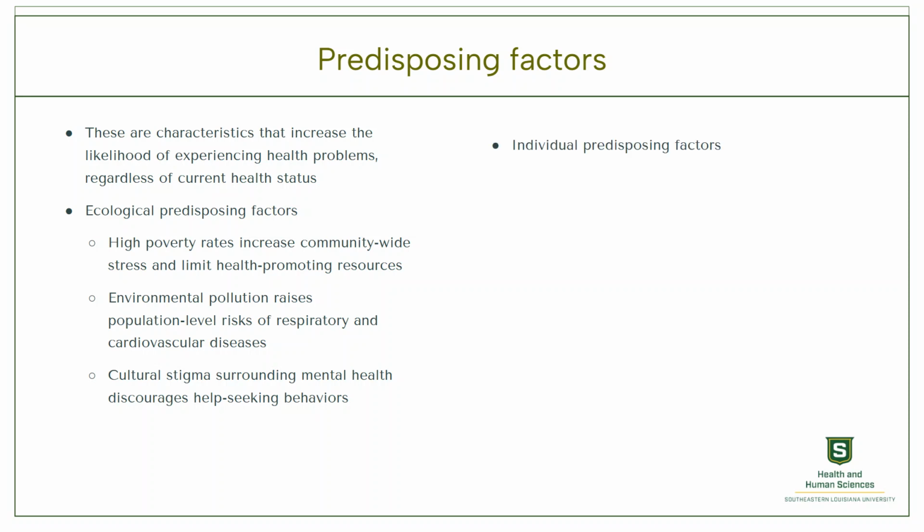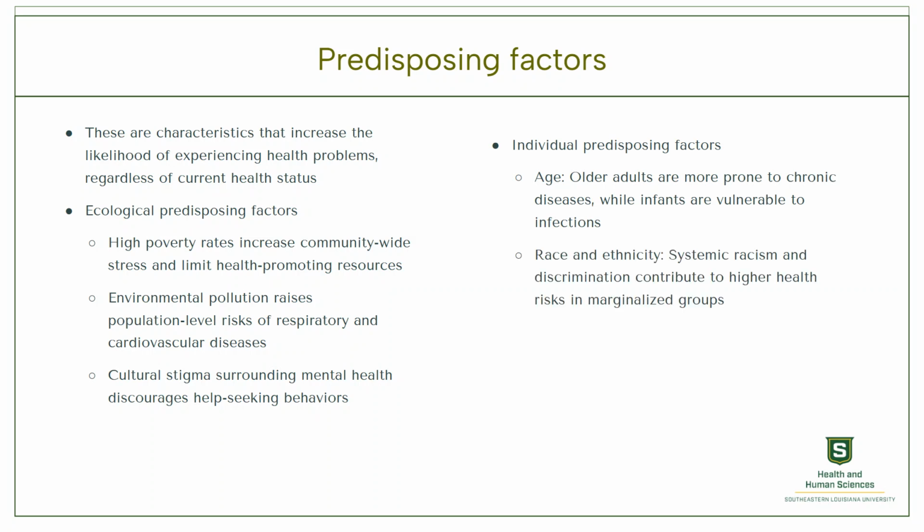On the individual predisposing factors, we have something like age. Just the fact of being older makes you more prone to being part of a vulnerable population, while on the other hand, just the fact that you are an infant or very young makes you more vulnerable to infectious diseases.